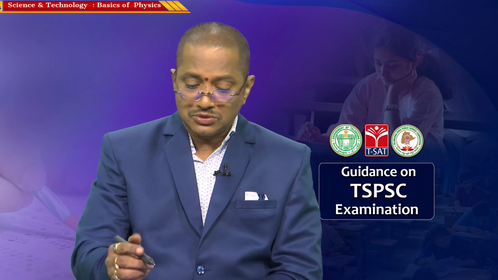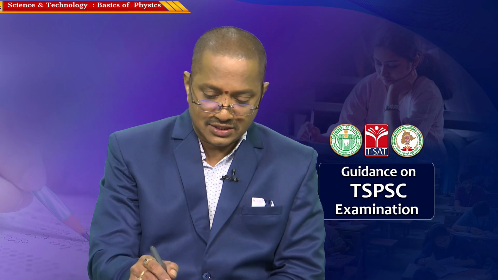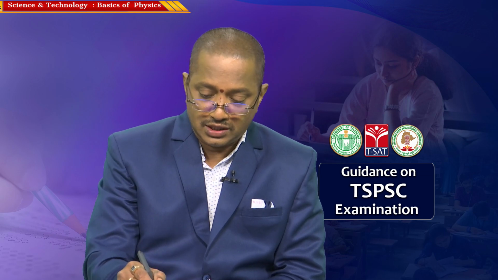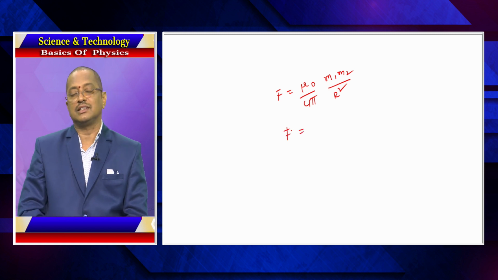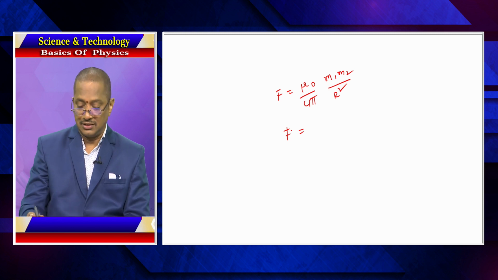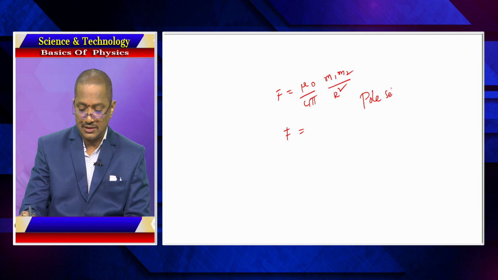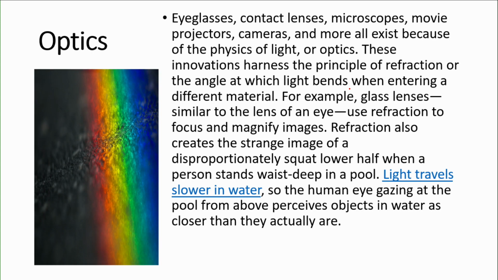When you take any two magnets, as I just said, F is equal to mu naught by 4 pi, m1 m2 by r square. Of course, here the unit for the pole strength is Weber. The unit for the pole strength is called Weber. Clear?